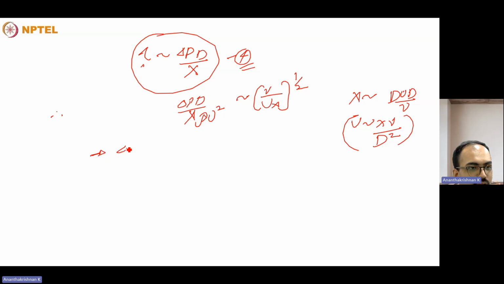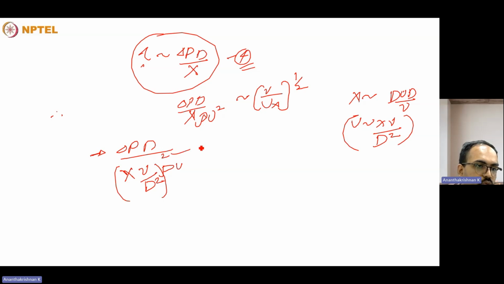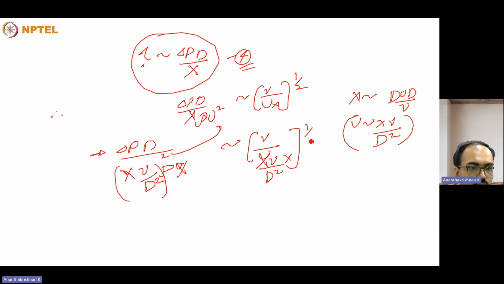Substituting here, we can get delta p d divided by x nu divided by d squared into rho into u. This is equal to x nu divided by d square, the whole square. So you are substituting it for the u, and then there will be rho and x that can be scaled as nu divided by u. Again, we can remove here. We have to substitute it as x nu divided by d squared into x the whole power 1/2.